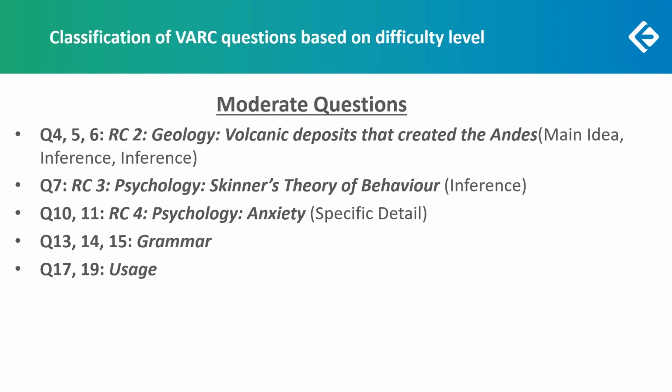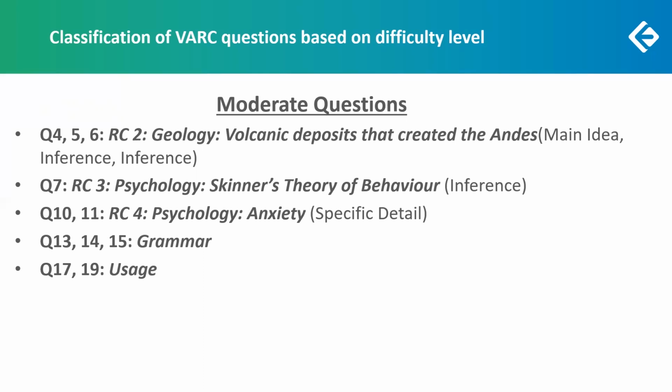There were 3 questions of RC2, the one that had to do with geology, volcanic deposits that created the Andes. A short one again, 250 words. There were 3 questions that are regarded moderate. In fact, all 3 questions of this passage are moderate. Therefore, certainly a passage that you could have looked forward to, short to read. The language was not very difficult, and the questions were pretty straightforward. There was one main idea question and 2 inferences, which were not so tricky.